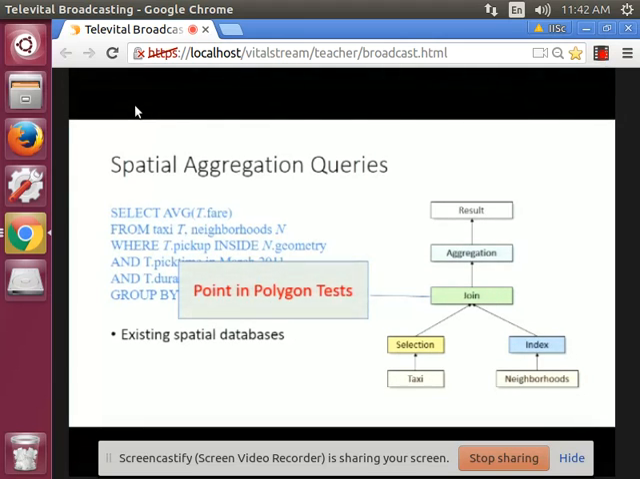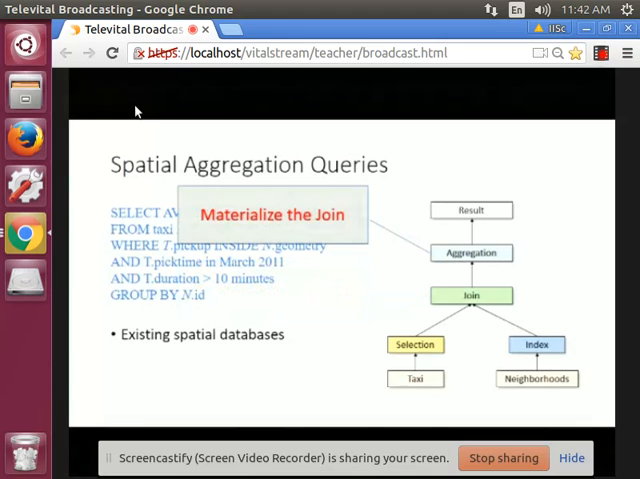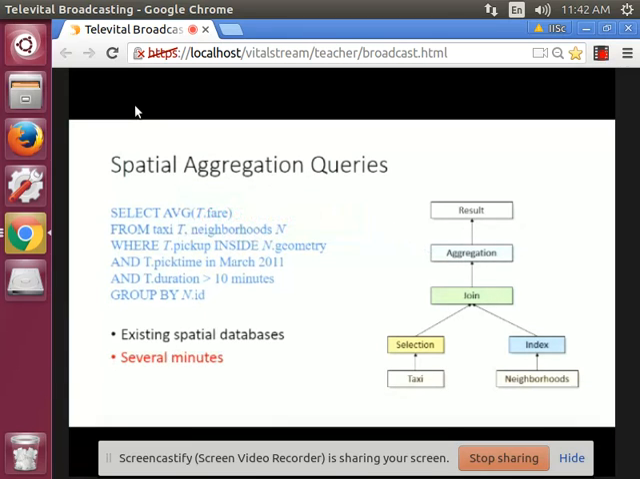The other problem is that it views the whole data from more of a traditional relational perspective. It doesn't take into account that there is some sort of geometry involved, right? It does the join, it materializes the join. Basically, you have the result of the join, and then you do the aggregation. That requires more space, and obviously more time, right?